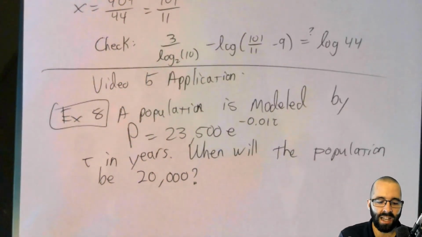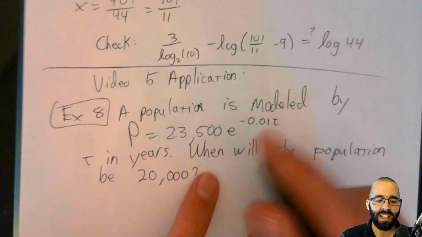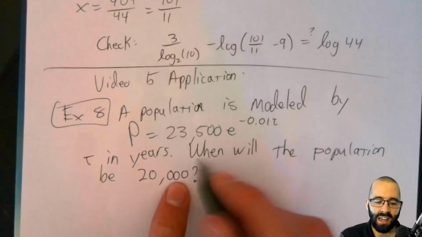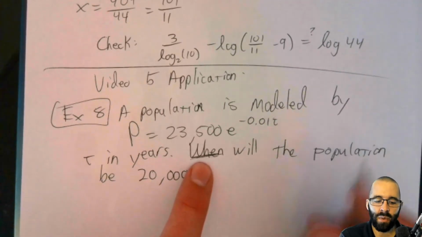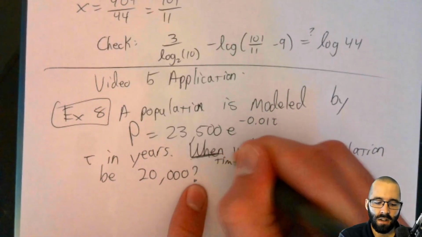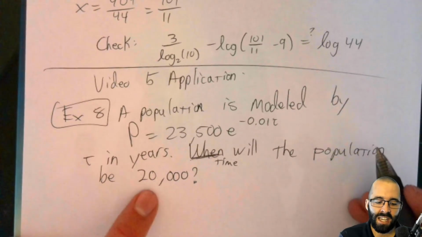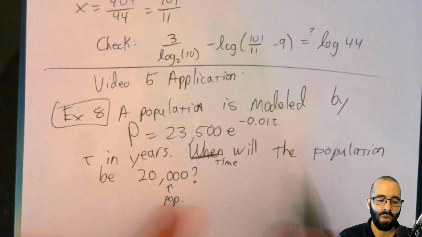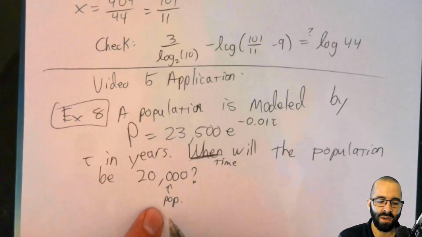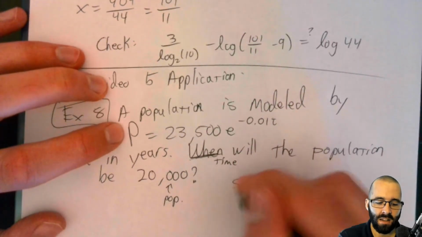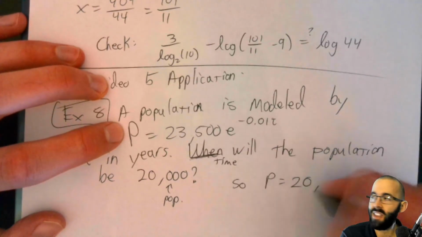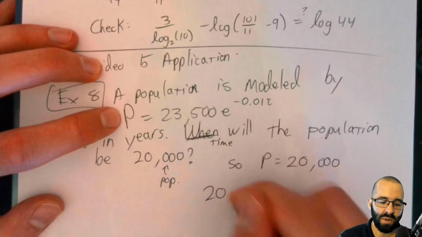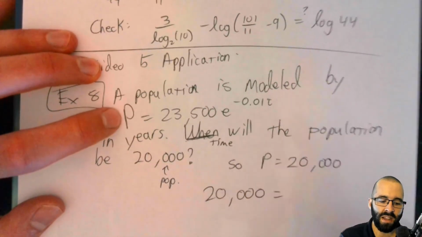So there's 2 things to look at when you look at a problem like this. It's asking when. When, right? That's a time. So the time is what we want to find. And we know the population is 20,000, right? This is the population. So we want to find the time when the population is 20,000. So P is equal to 20,000 here. Replace the P with 20,000.